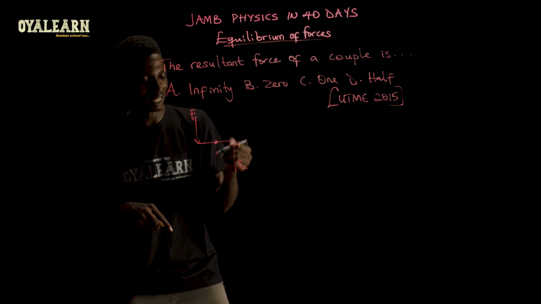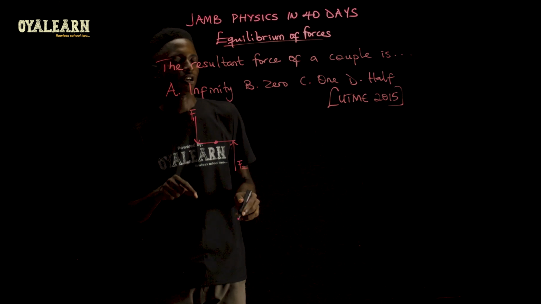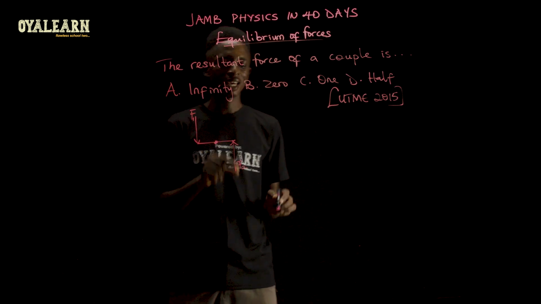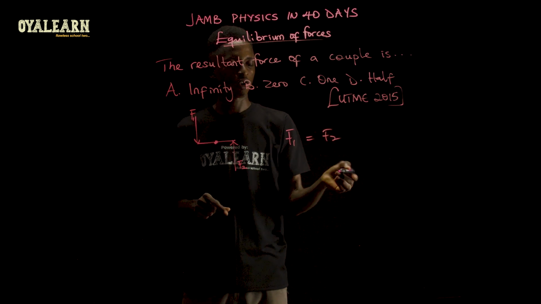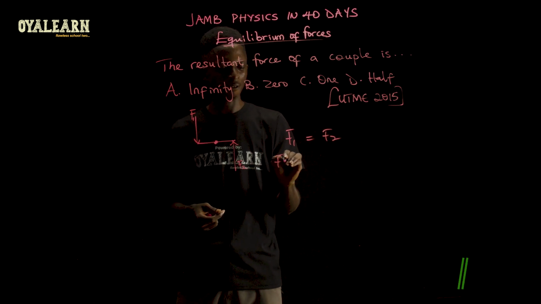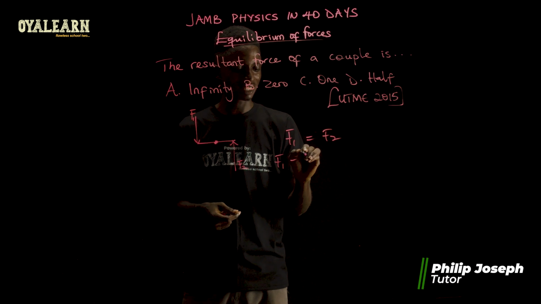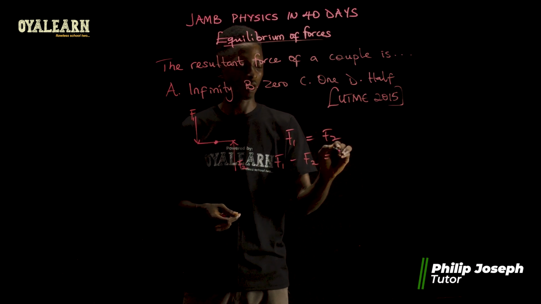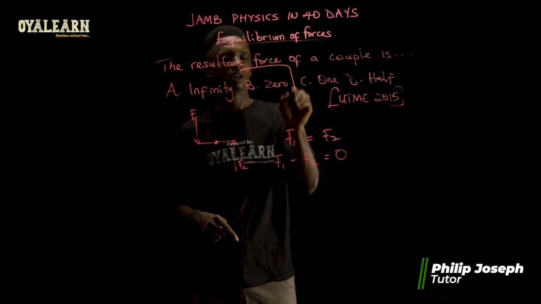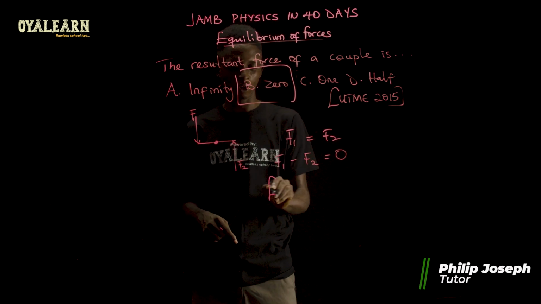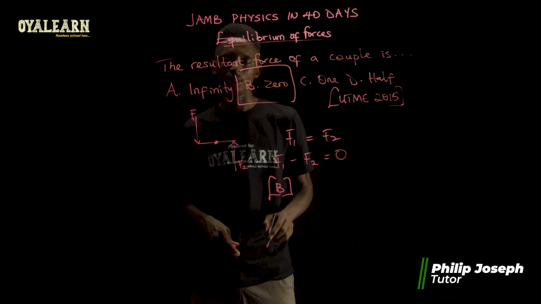So it will begin to rotate about this axis, right? And the condition here is that since F1 equals F2, the algebraic sum will then be F1. When this comes, it becomes negative F2 equals 0. The resultant is therefore 0. So the correct option to go for is option B.